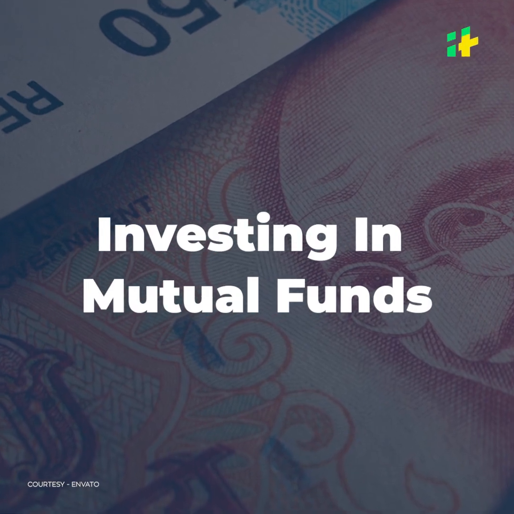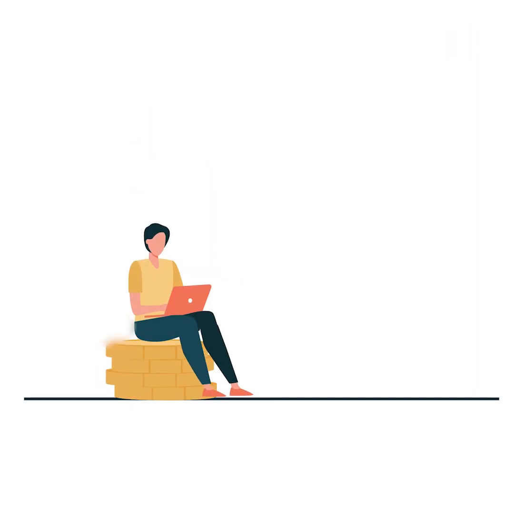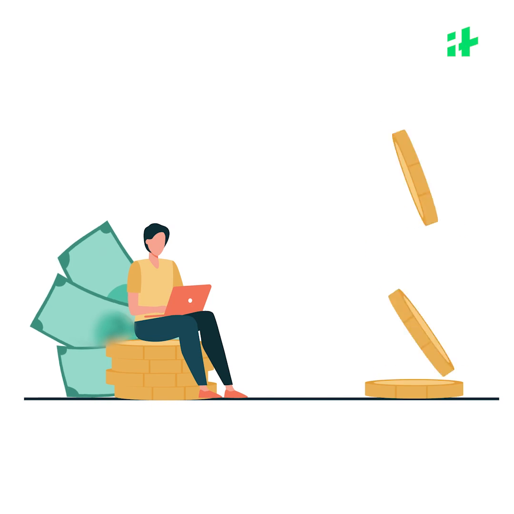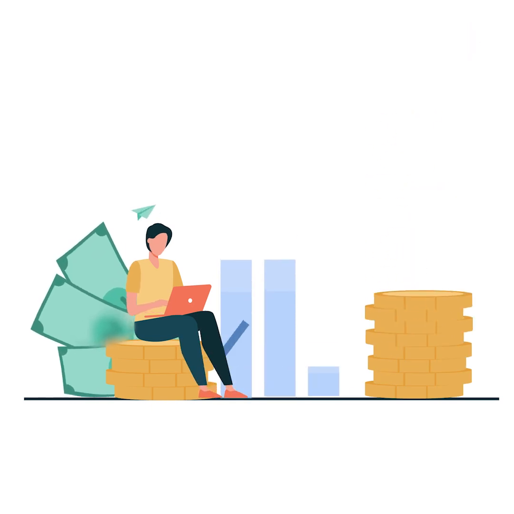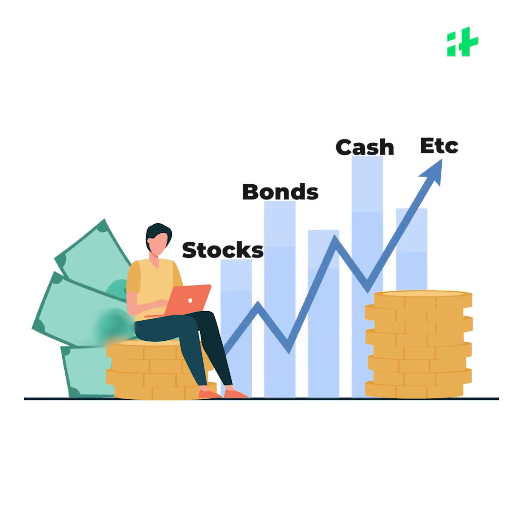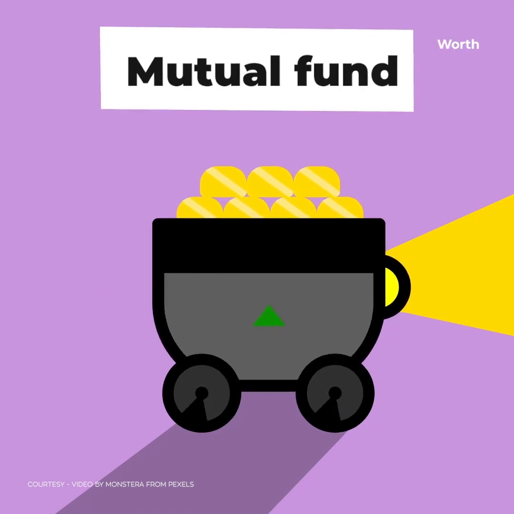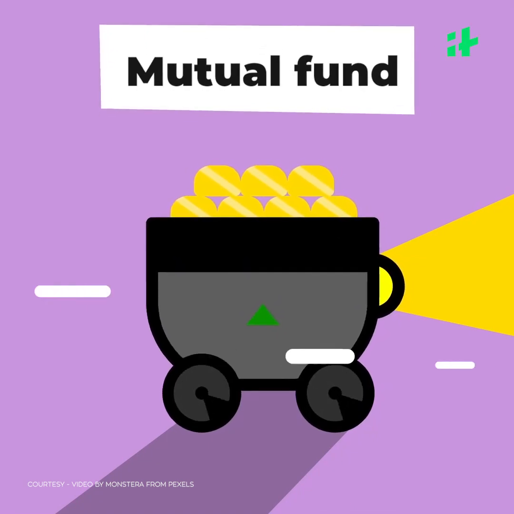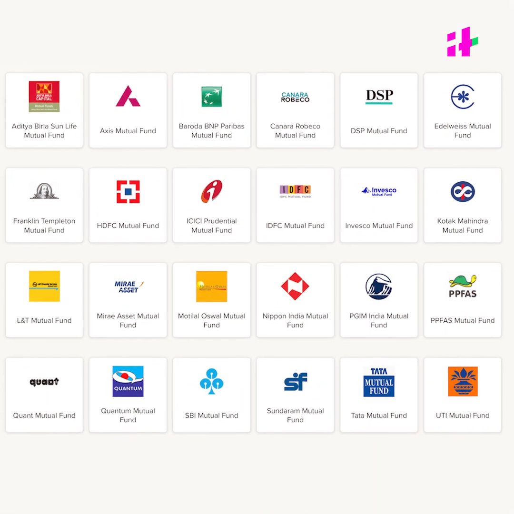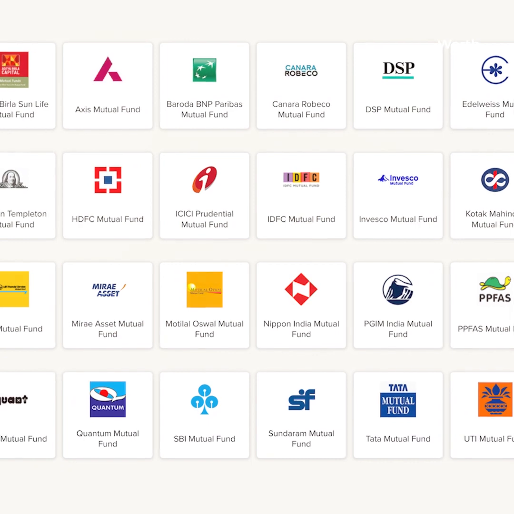Investing in mutual funds. Mutual funds are professionally managed investment schemes that pool in money from you and other investors and invest it in various securities like stocks, bonds, cash, etc. When you buy a unit of a mutual fund, you're purchasing a part of the fund portfolio's value to the precise. The mutual fund house issues units to the investors based on the money invested by them.